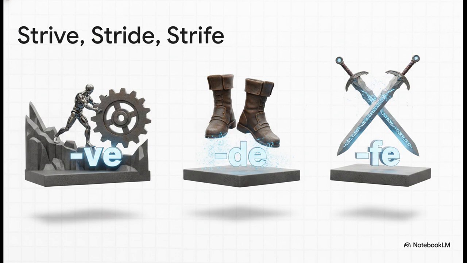Now, the crucial point for this next trio is their endings. We have strive, stride, and strife. Strive, ending in a V sound, is purely a verb. It's the action of putting in continuous effort. Stride, ending in a D sound, is physical. It's taking a big step, acting as both a noun and a verb. And strife, ending with that harsh F sound, is purely a noun representing conflict. Verb, physical action, noun. Simple as that.